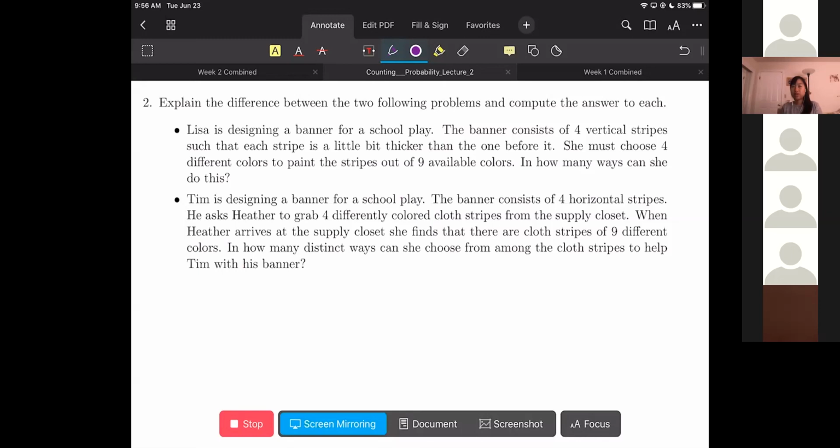And then the second question is, Tim is designing a banner for a school play. The banner consists of 4 horizontal stripes. He asks Heather to grab 4 differently colored cloth stripes from the supply closet. When Heather arrives at the supply closet, she finds that there are 9 different colors of cloth stripes. How many distinct ways can she choose from among the cloth stripes to help Tim with his banner? So, someone want to take a stab at the first question? How many ways can Lisa design her banner?